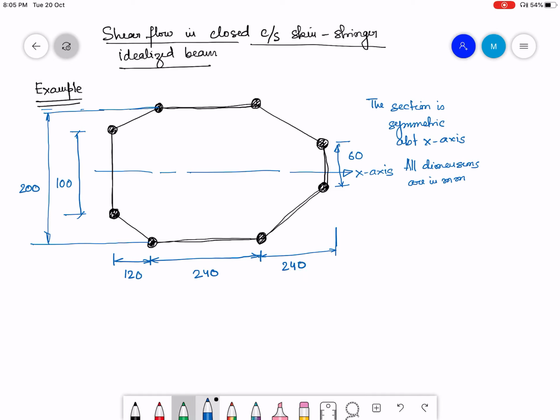So let me number the booms. We are going to start from 1 here. So this is 1, 2, 3, 4, 5, 6, 7, and 8. Okay, the areas of the booms are going to be: this is 400 millimeter square, this is 250 millimeter square, this is 200, and it is symmetric, so 200, 250, 400, 100, and 100.